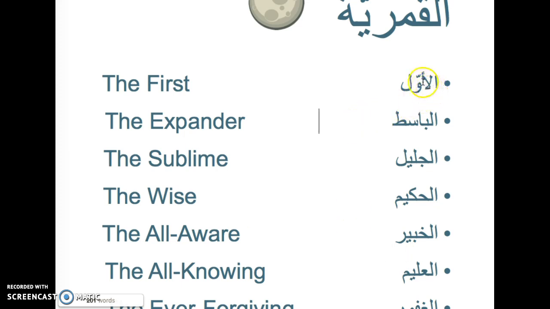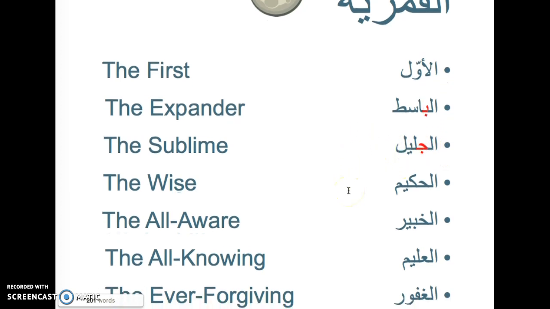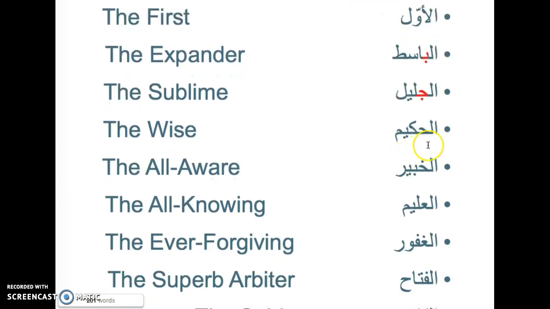What we're doing here is the first letter. You see, the first letter after the alif lam is the decider of the rule. So because it's a ba, we say alif lam. So al-basit, al-basit, al-jalil. Does it make sense? Should we keep going? Yes.